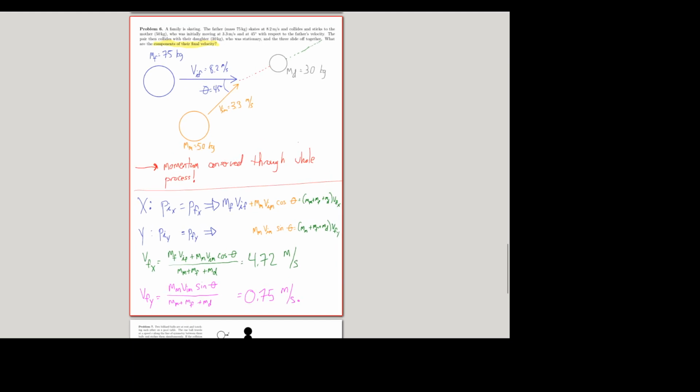So this problem was just two copies of the previous problem, right? Previous problem had one conservation of momentum equation. Now we have two.